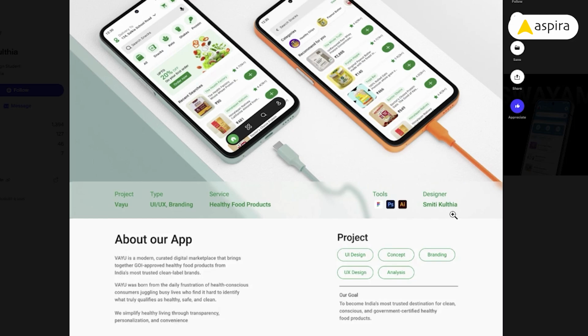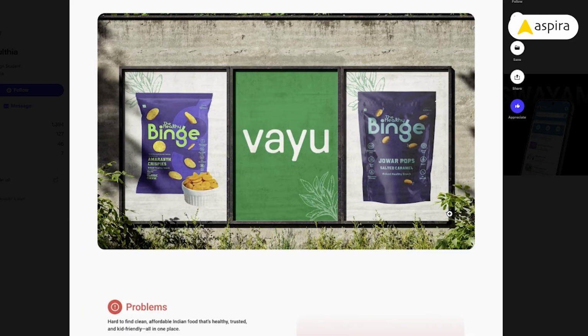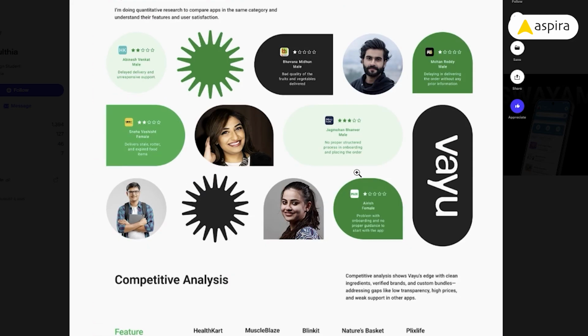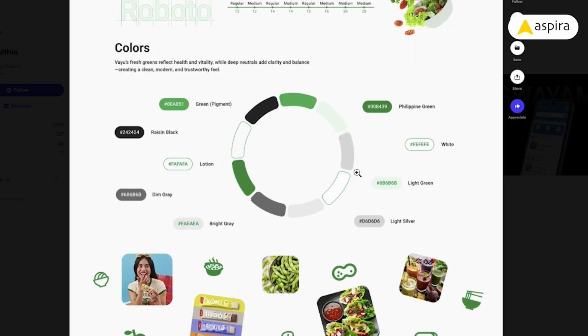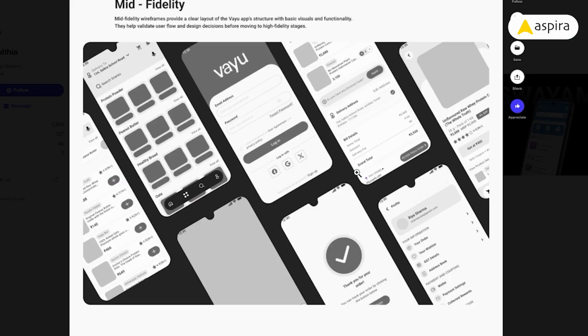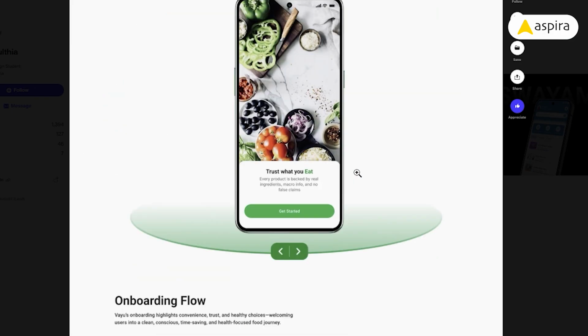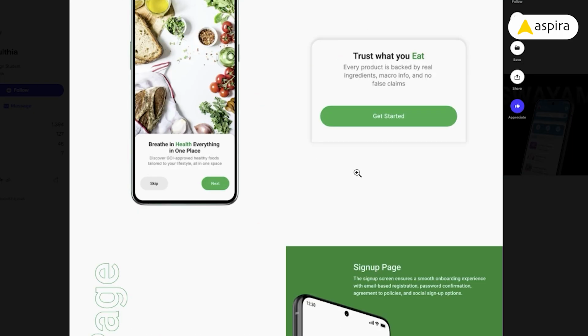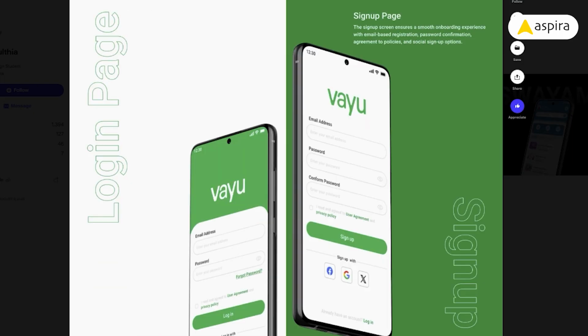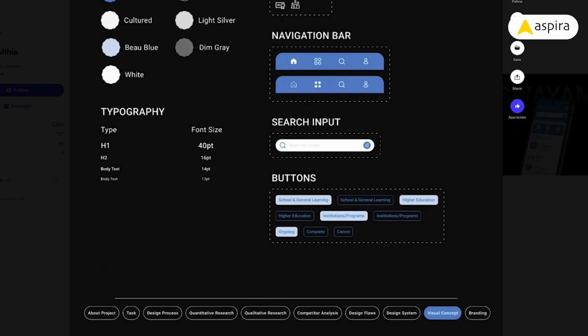And the next positive side is well documented case studies. Her projects are presented with a very logical flow: problem, process, and solution. This helps recruiters and peers quickly grasp her thought process and the value that she brings to each design.